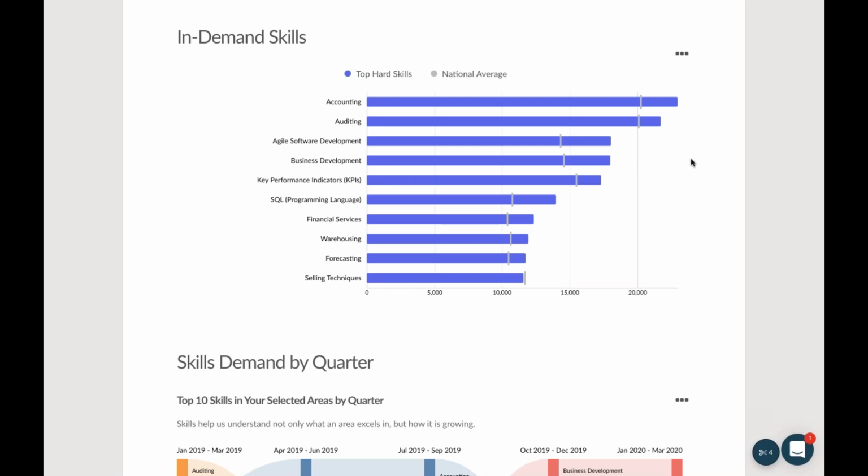Now, a little tip here, what I always like to try and do is mentally cluster these skills into similar industries or occupations. If I give you an idea what I mean by that, if you think about accounting, auditing, KPIs, financial services, forecasting, these are all things that we'd associate with the finance sector. So we can see there's a high sway towards financial skills in this region. We can also see agile software development and SQL programming, which lean towards the more digital end.